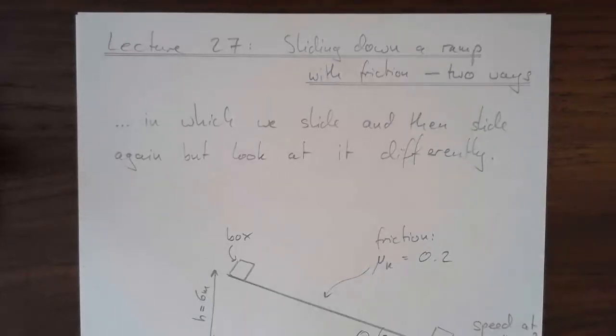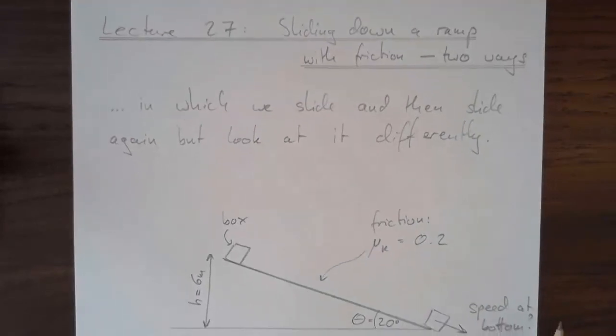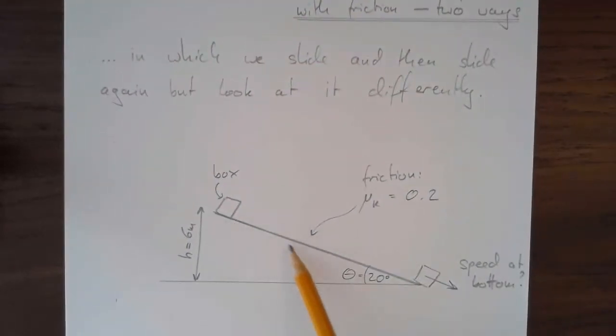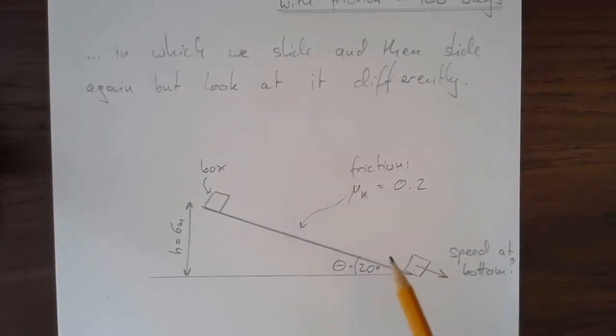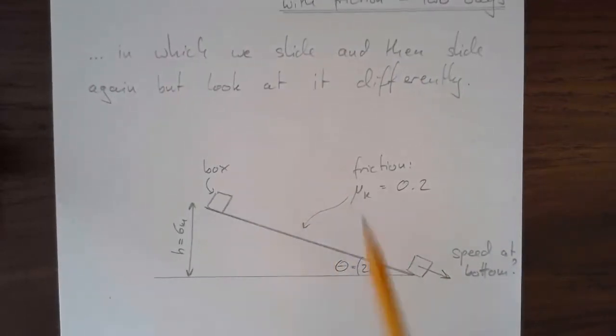Welcome to lecture 27. In this lecture we're going to apply what we've learned so far by solving the same problem twice. We're going to solve it in two ways. The problem we're looking at is a box that's sliding down a ramp. And unlike previous times when we had this, now there's friction involved.